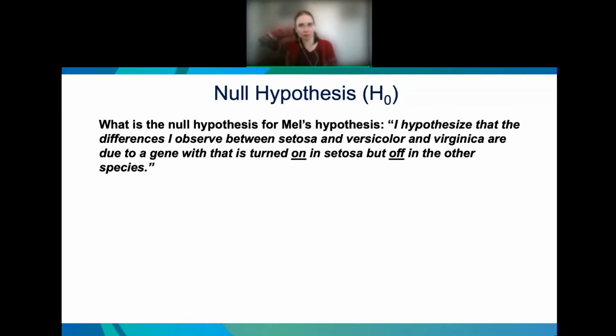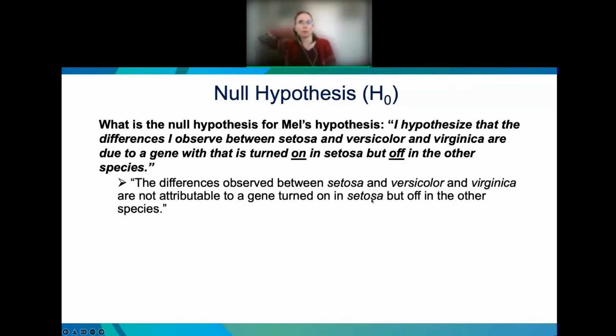But as I said, in general, I designed this lecture to be at the level appropriate for students with no statistics experience or exposure, which often includes not having thought through what the relationship is between a hypothesis and a null hypothesis. So an example null hypothesis here would be just the opposite of this phrase. Many null hypotheses can just be the opposite of the hypothesis that you're trying to test. So the differences observed are not attributable to a gene turned on in Setosa but off in the other species.